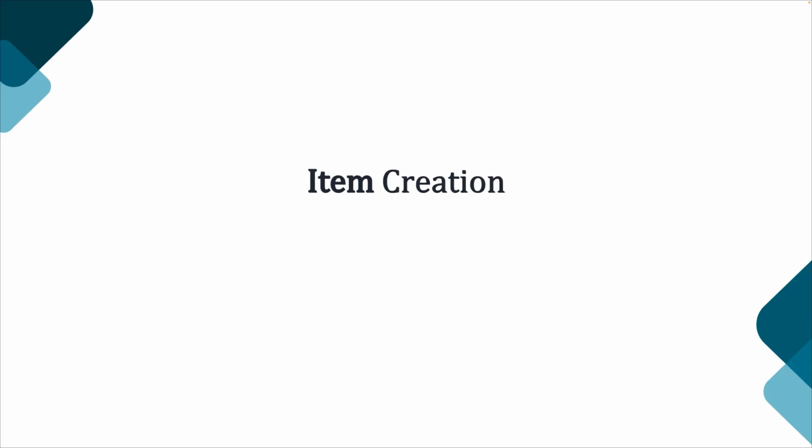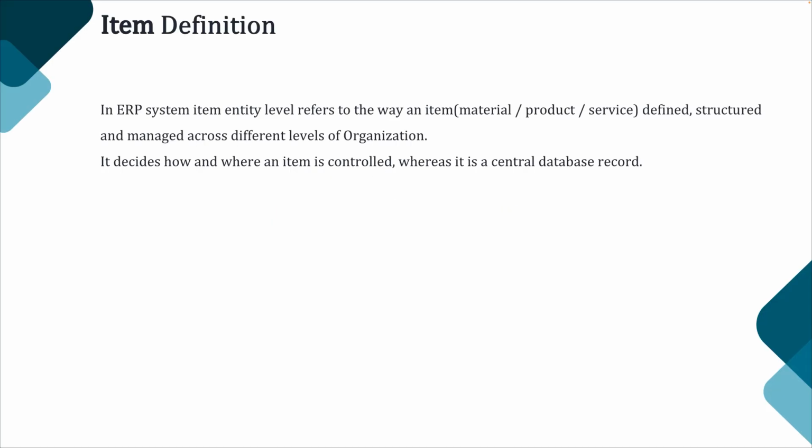In this video, we'll be learning about how to create an item. So, what is an item? In an ERP system, that's Enterprise Resource Planning system, an item entity level refers to the way an item, that is a material, product or service, is defined, structured and managed across different levels of the organization. So, it decides how and where an item is controlled.